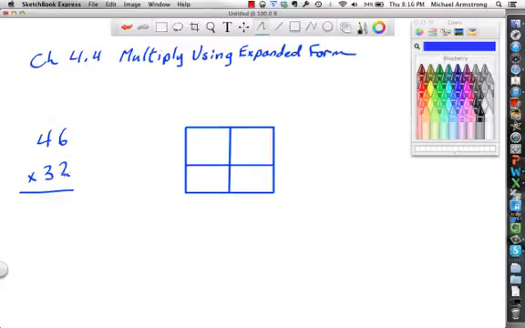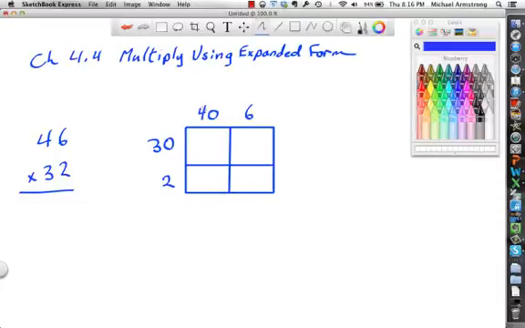But if we write it in the expanded form, we're going to think of it as 40 plus 6. 46 is like 40 plus 6. And 32 is like 30 plus 2. Okay, so this is 32 and this is 46. And we're going to multiply each of these four pieces. Okay, so we're going to use our grid here.